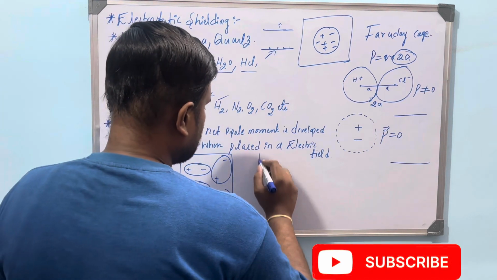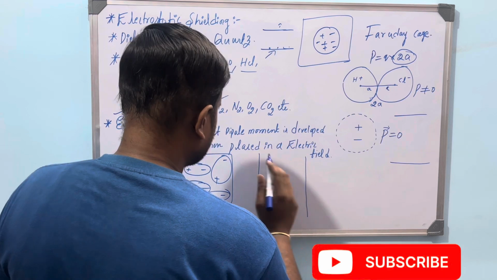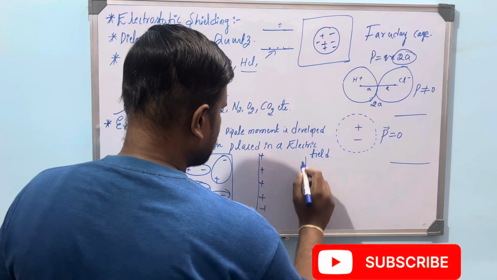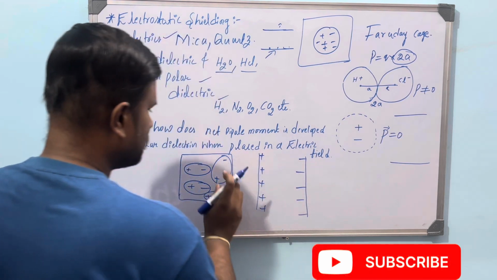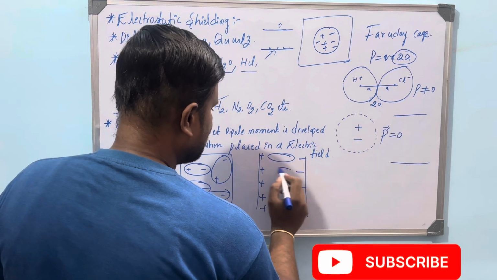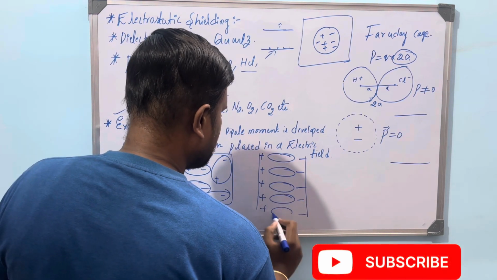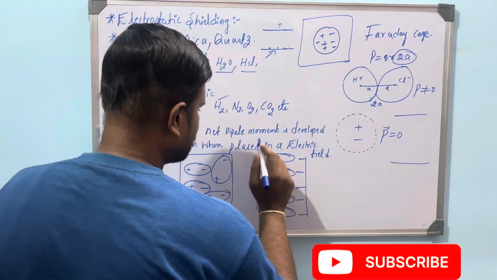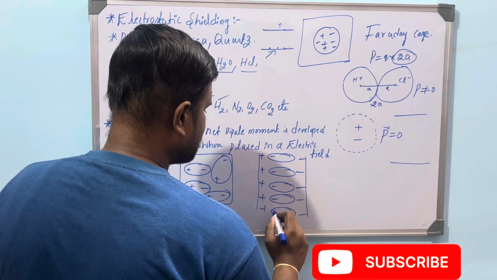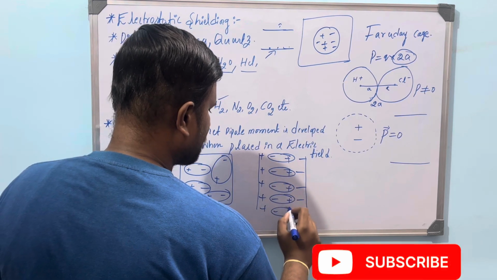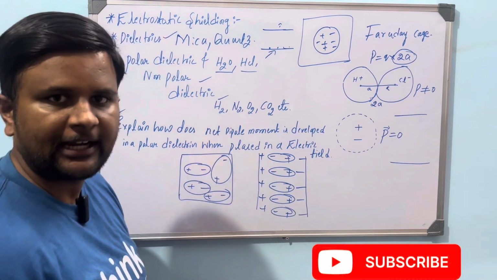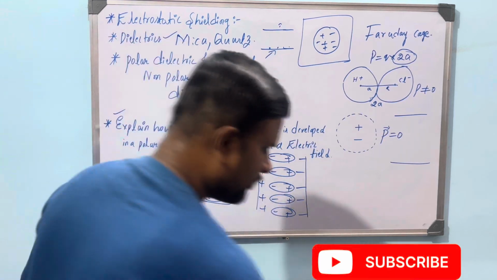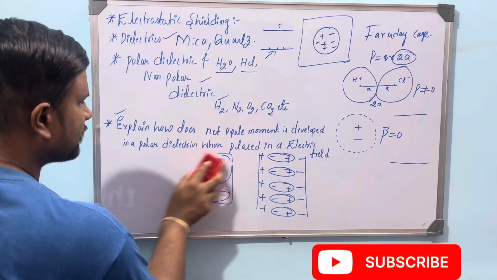Suppose I place these polar molecules in an electric field. What happens? The charges get separated, and polarization happens. Polarization means the separation of charges. Here there is an accumulation of negative charges and here an accumulation of positive charges. Now the net dipole moment is developed. This is in the presence of the electric field, and the earlier one is in the absence of the electric field. This is for the polar molecule.